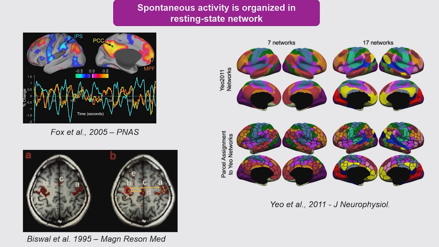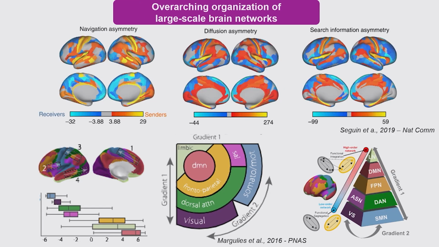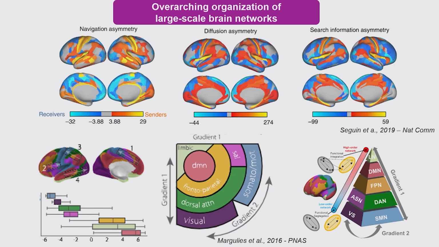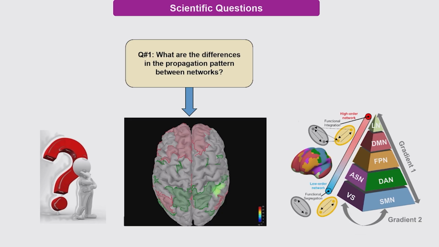As you may know, the spontaneous activity is well organized in resting state networks, and there are several great contributions in the literature that showed how this network structure is hierarchical in certain ways. We have high order networks, which are the default mode and frontoparietal, and they are characterized by functional integration. They rely on the bottom of this pyramid, which is the low order networks, which are on the other hand characterized by functional segregation. So the question that we have is: what are the differences in the propagation pattern between different networks?